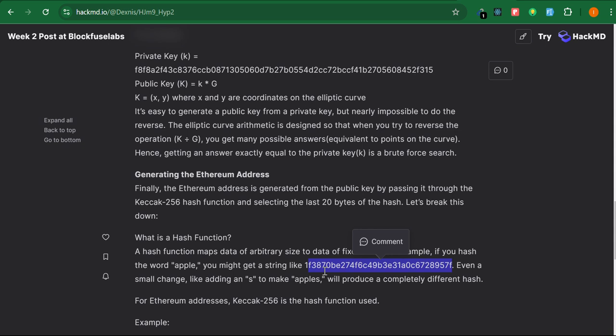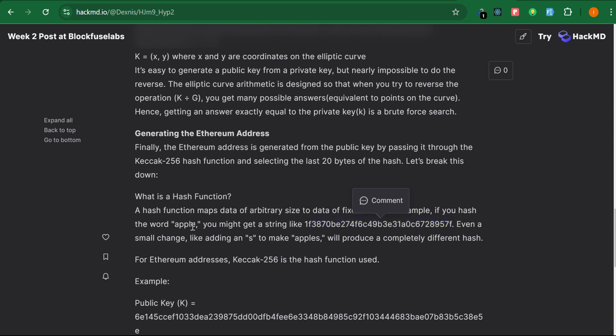So if you make a change to apple and it becomes apples, the hash you are going to get, don't think, okay, maybe the one that is starting will now start with 2 and every other thing will still remain the same. No, it does not work that way. You get an entirely new hash, which is going to be entirely different from this previous hash.